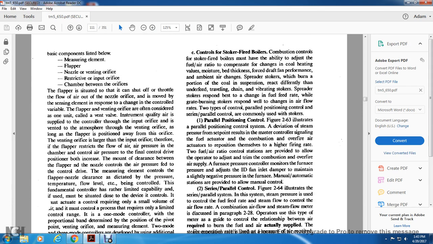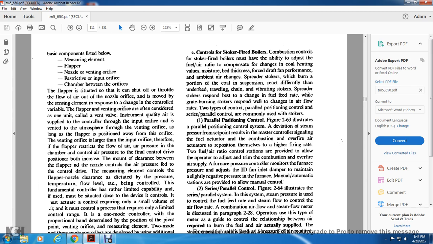The flapper is situated so that it can shut off the flow of air in the nozzle orifice, moving with the sensing of the element. In response to the change of the control valve, the flapper and the venting orifice are also considered one unit called the vent valve. The instrument quality air supplied to the control through the input orifice is vented to the atmosphere through the venting orifice.